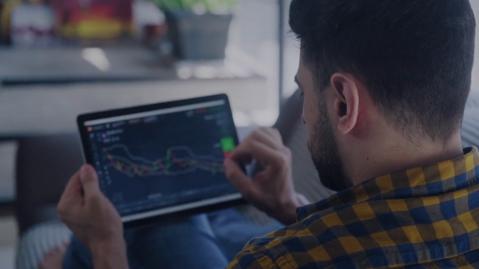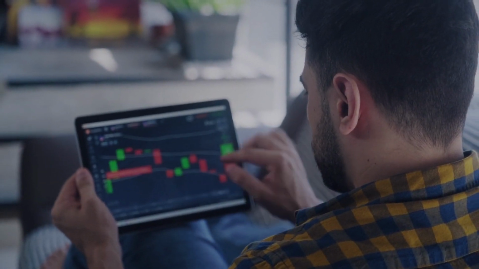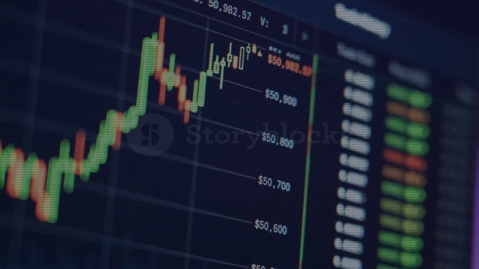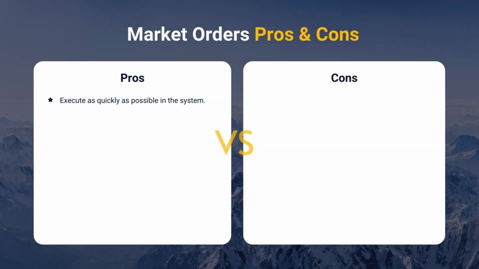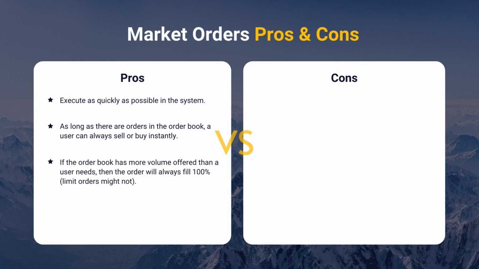There are advantages and disadvantages to using a market order in your strategy. Knowing the benefits and drawbacks is important to trade effectively. They can be executed very quickly in the system. As long as there are orders in the order book, a user can always sell or buy instantly. If the order book has more volume offered than a user needs, then the order will be fulfilled 100%.